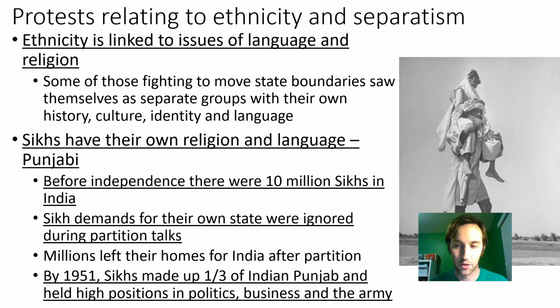Sikhs, for example, have their own language as well as their own religion. They speak Punjabi, hence they live in the Punjab. Before independence, there were 10 million Sikhs in India. Their demands for their own state were largely ignored during the partition talks, and millions left their homes in Pakistan for India once the partition happened, out of the fear that they'd be dominated in Pakistan by Muslims, and many were violently kicked out anyways.